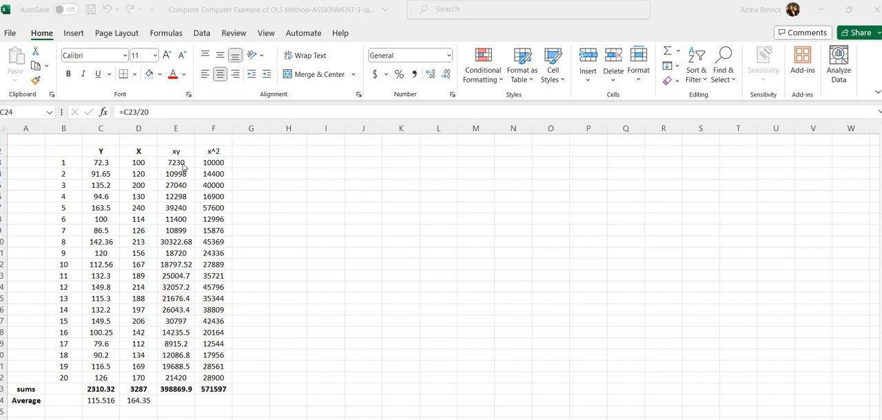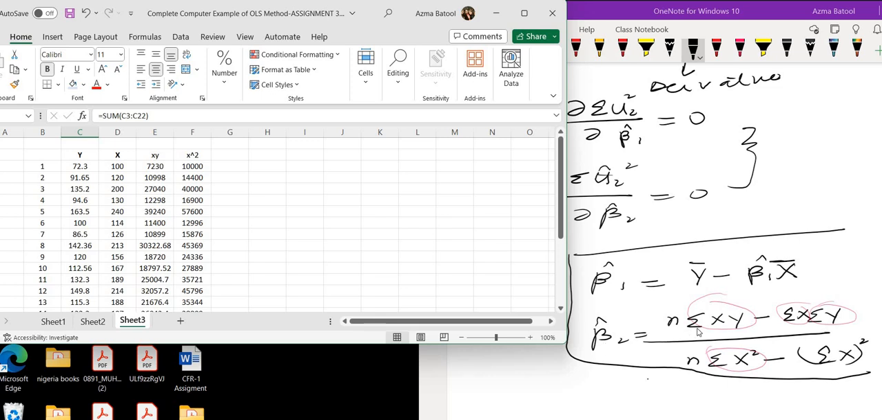So let's start again. What we did earlier was the multiplication of the series, then the sum. We already have done the sums: just the formula SUM, start the bracket, give the range of the series, and close the bracket, you will get the sums. So this way we have got the sums. And we need to calculate two formulas. The one, beta 2 hat, requires summation xy, summation x, summation y, summation x square, and summation x whole square. So we are done with that.